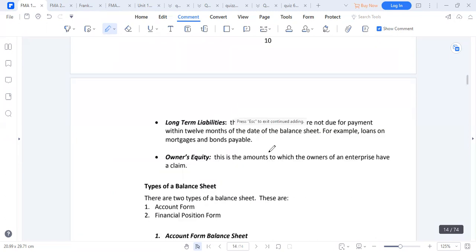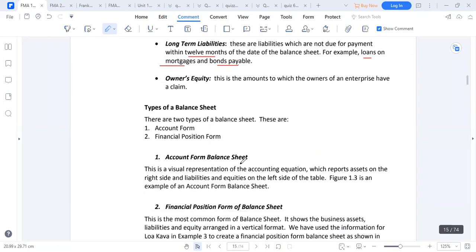So long-term loans or liabilities are simply liabilities which are more than a year. Examples are loans, mortgages, bonds, debentures. Owner's equity is simply the amount which the owner puts into the business. So balance sheet has two types. We have what we call the account form. We also have what we call our financial form.